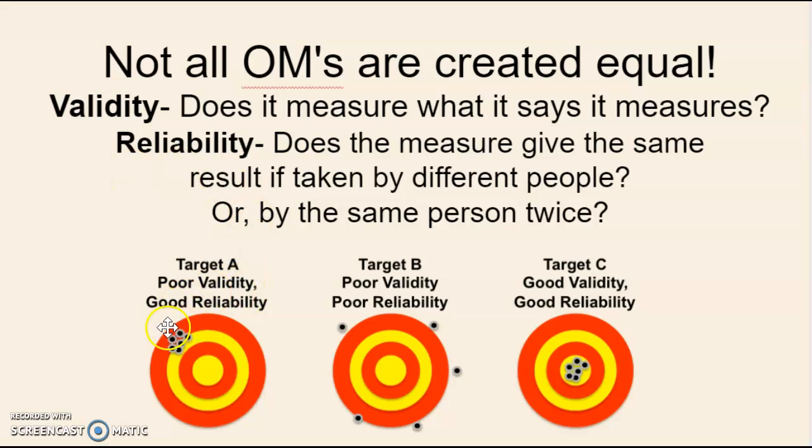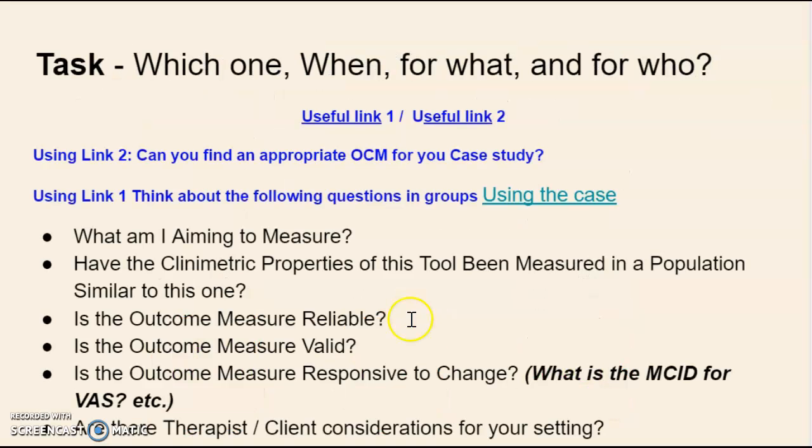So target A, poor validity but good reliability. It's not hitting the centre, but actually it's hitting together, so pretty good reliability, pretty reliable, but it's not hitting where we want it to hit. So poor validity, it's not hitting the target and they're not together, they're not reliable. Good validity, right in the centre where we want it to hit and where we want it to measure, and good reliability, they're all hitting the same spot.